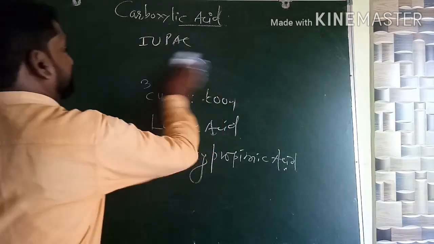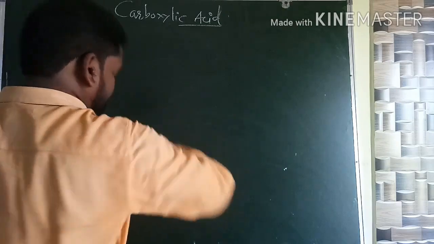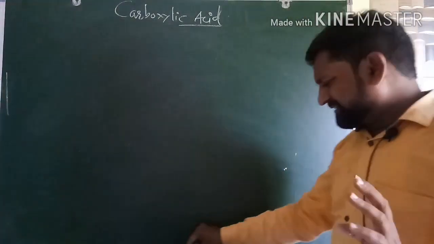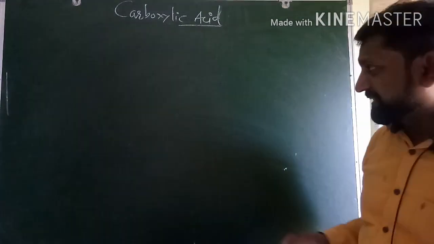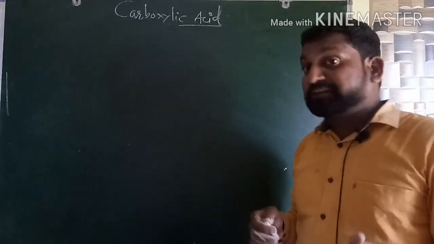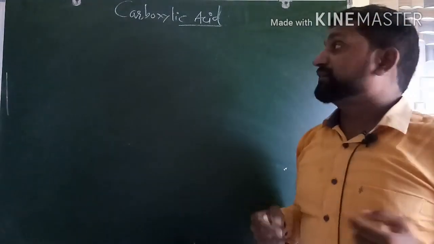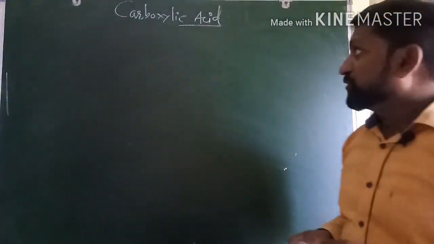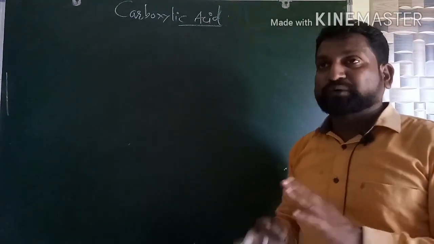Now, these are the nomenclature rules for carboxylic acid. I hope you got the idea, and you can find a lot of examples for practice purposes. You can open the textbook or see any other sources where you can get multiple examples of carboxylic acid, whether aliphatic or aromatic. I hope you get the fundamental idea of how to write the nomenclature.